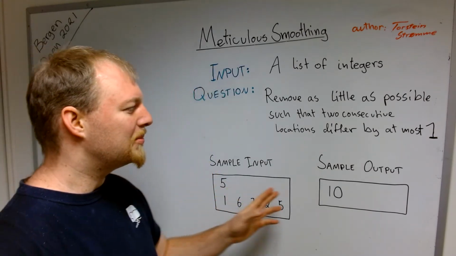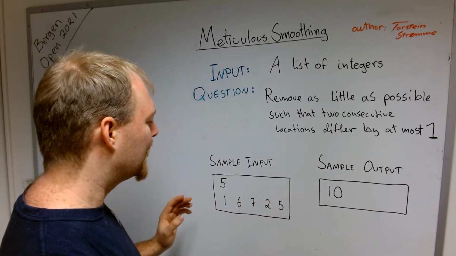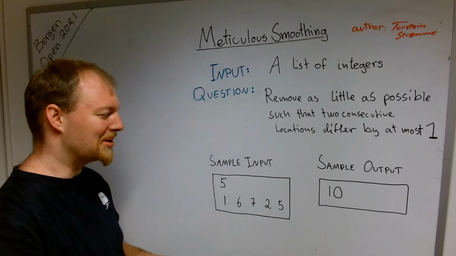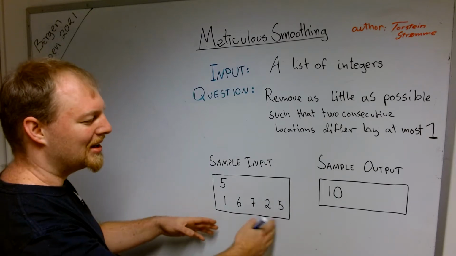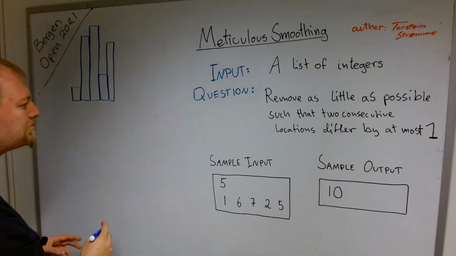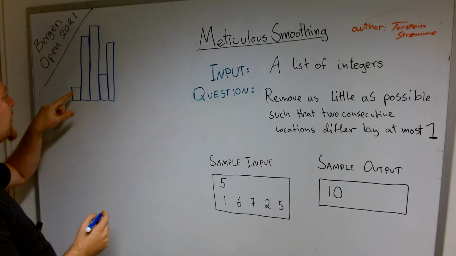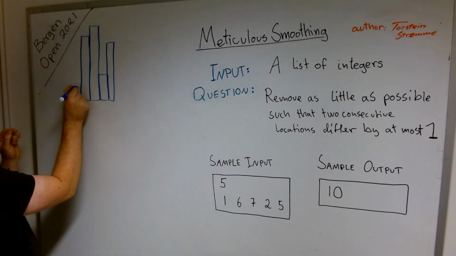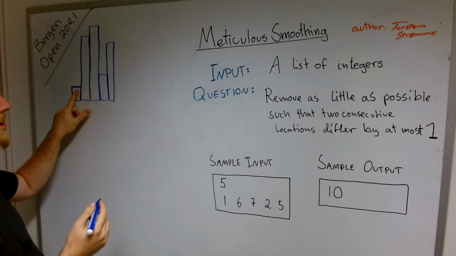So we have a sample input and a sample output here, and it might be instructive to take a look at why the sample output is 10. So let me draw this input, as the plank looks like. So here is what it looks like now, but I need to subtract stuff, and I cannot have any locations differ by more than 1.